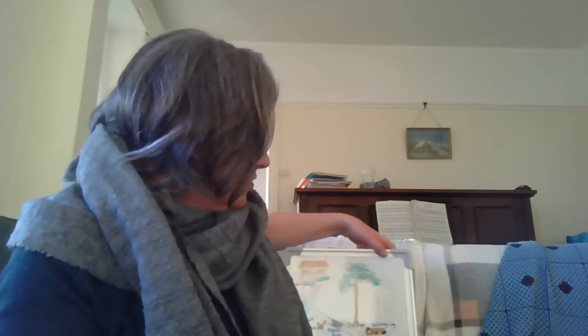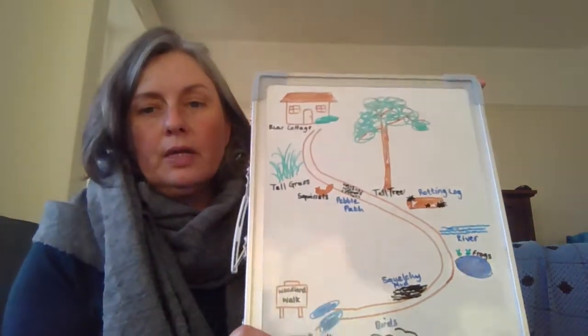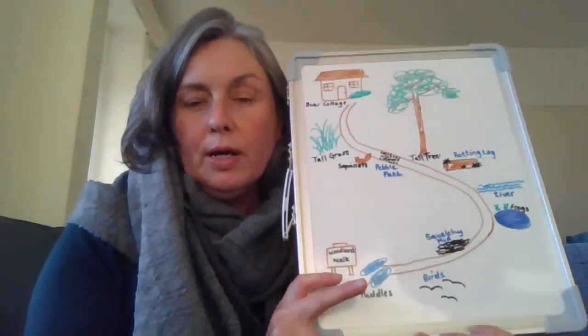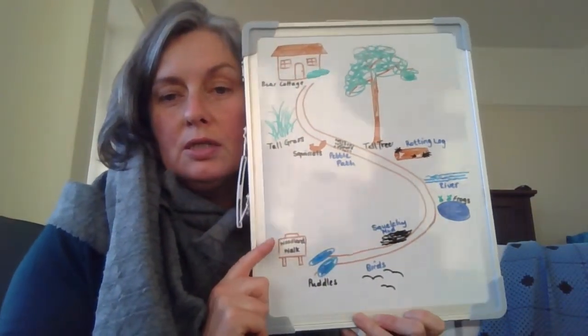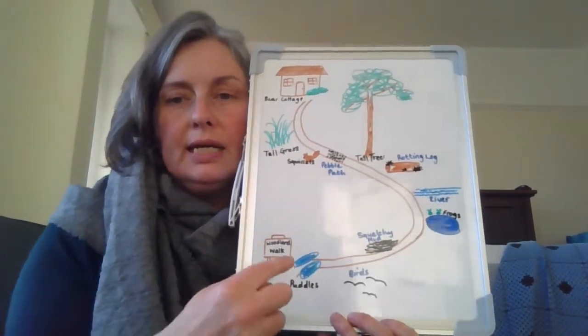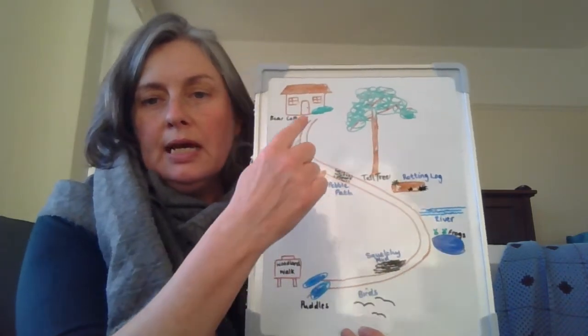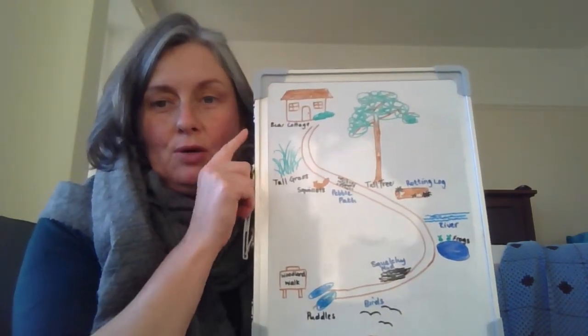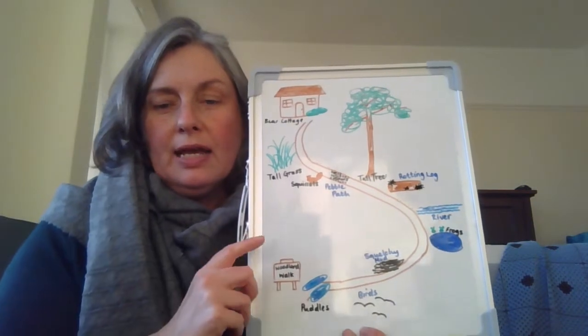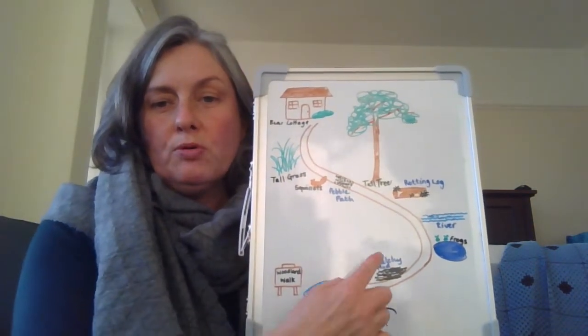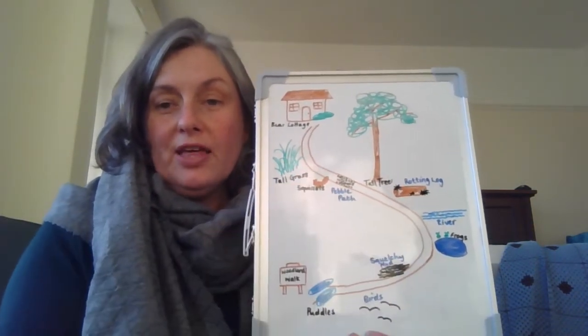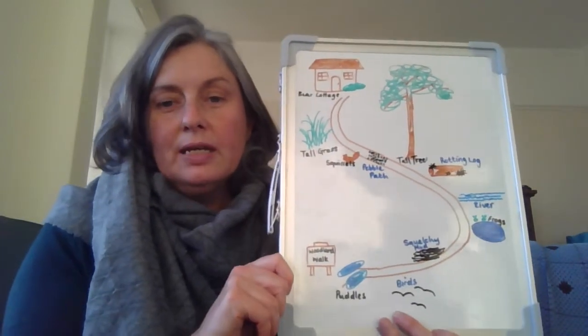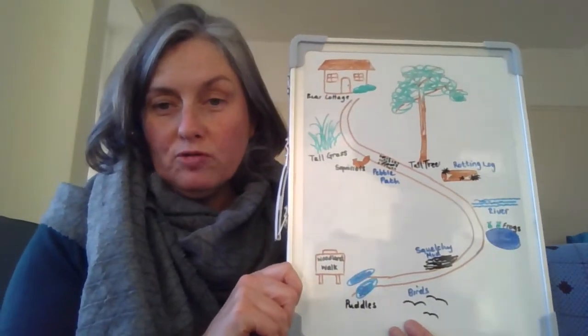I've collected some ideas, and with the help of the children I have drawn on the whiteboard a woodland walk. Here's my path through the woods, and you can see that it ends at Bear Cottage where the 3 bears live, and it incorporates some things along the way. Now yours might be a little bit more creative than this.